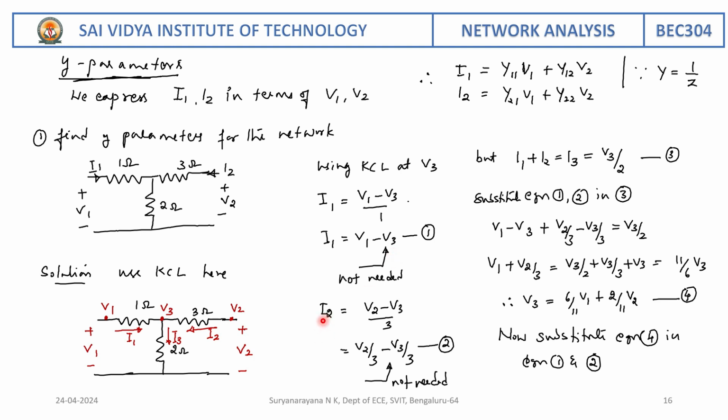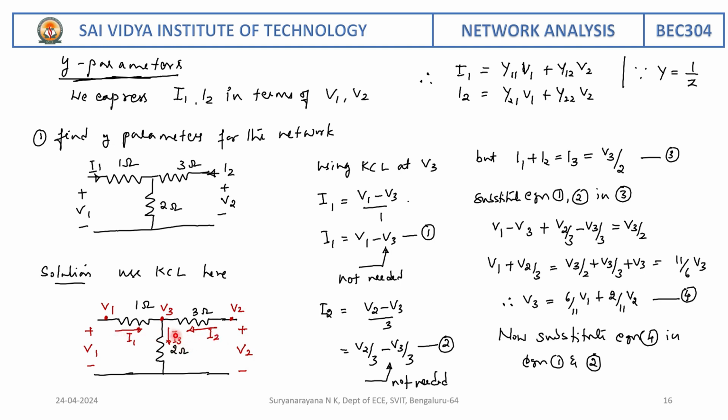Let us write the expression for I2. I2 is nothing but the current given by V2 minus V3 by 3 ohm. So we will get V2 by 3 minus V3 by 3. Again here I2 is expressed in terms of V3, but we want V1 and V2 here. So let us write the expression for current I3.